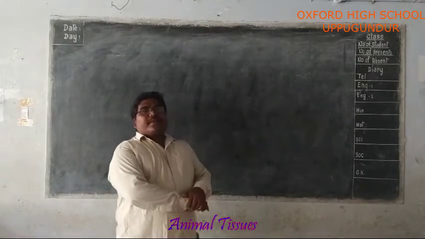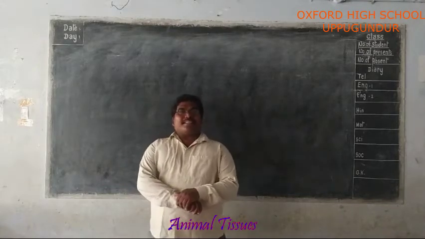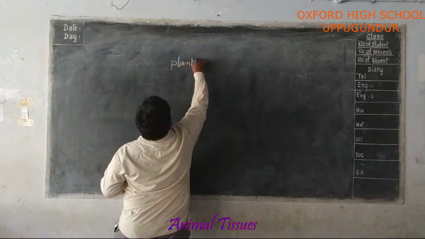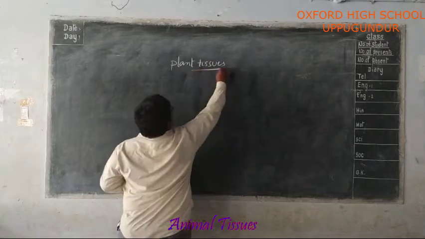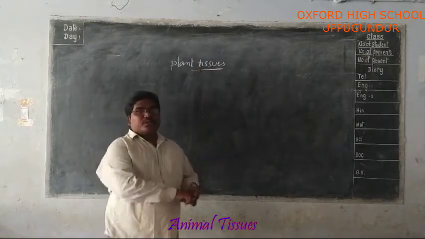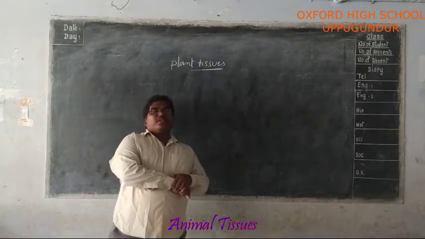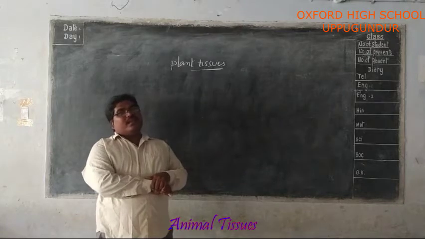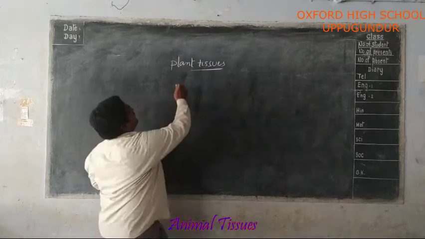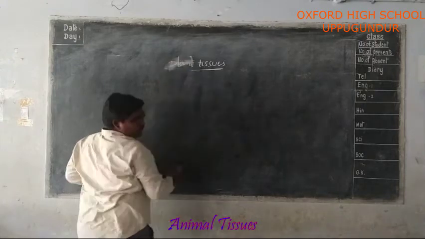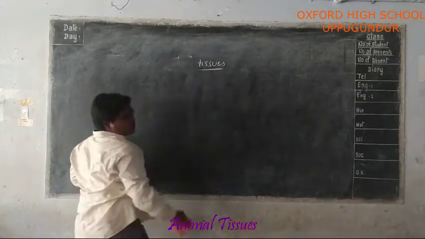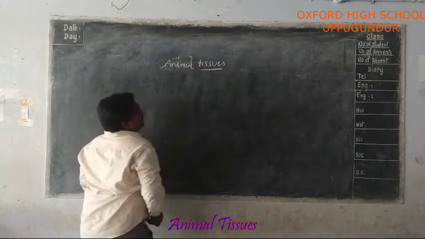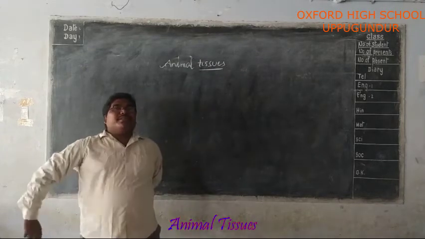Dear students, in the previous lesson, we have already discussed plant tissues. We had learnt how many types of plant tissues are present in the plants and their functions. Now we are going to discuss animal tissues. So in this lesson we are going to discuss about animal tissues.